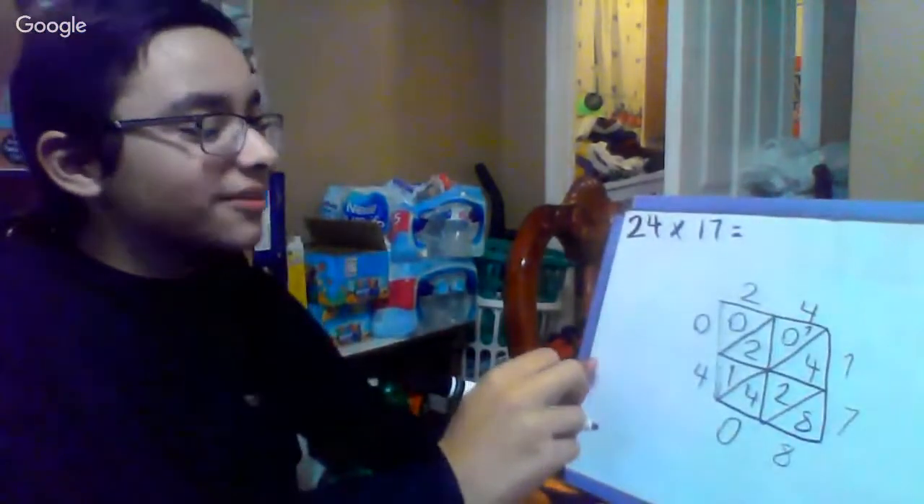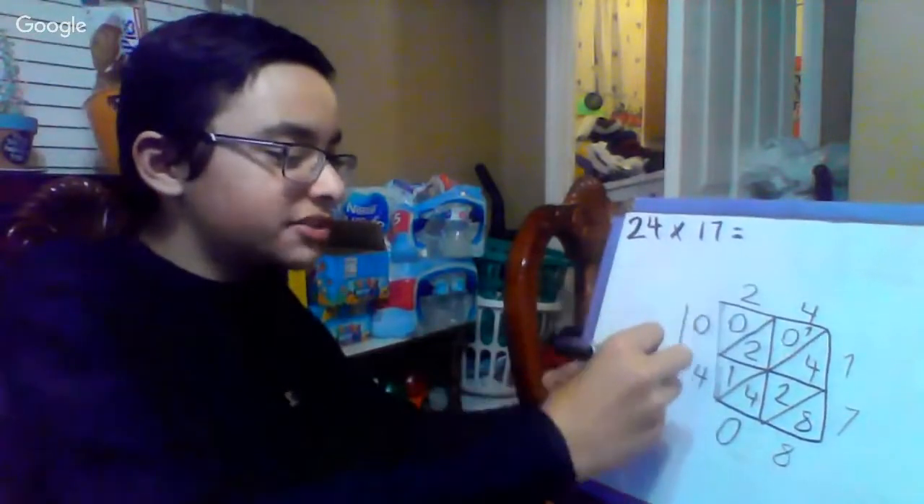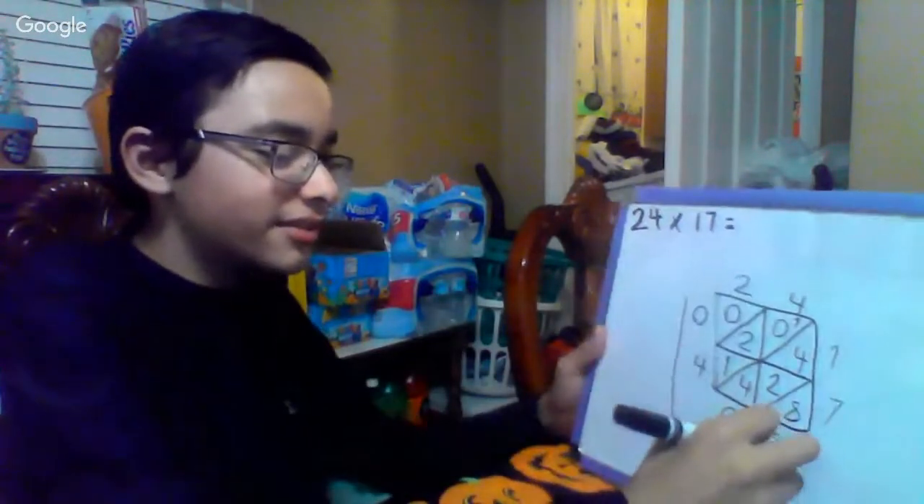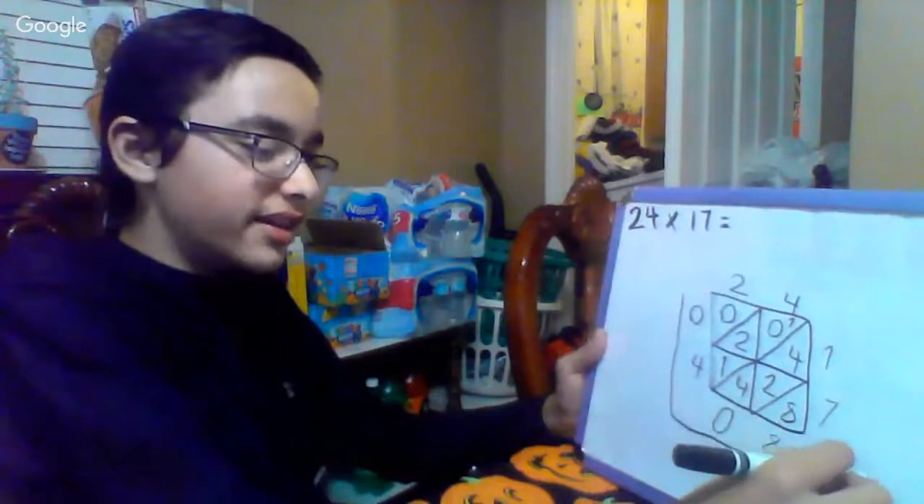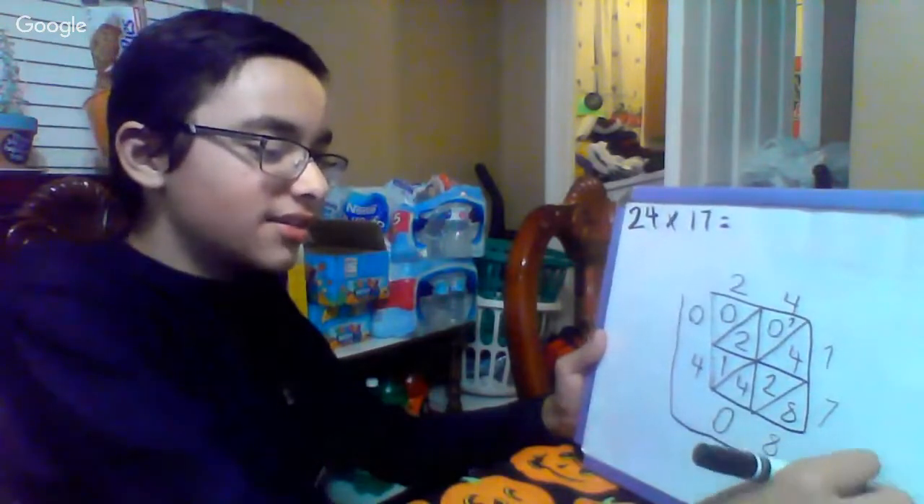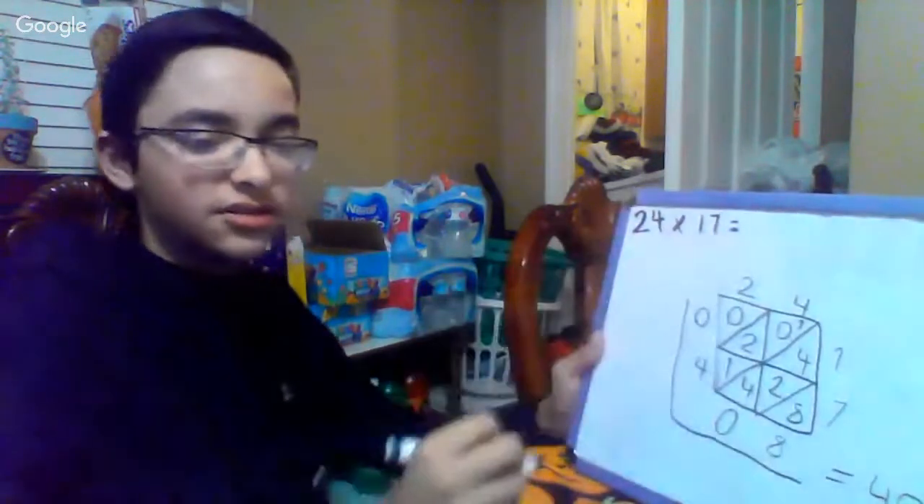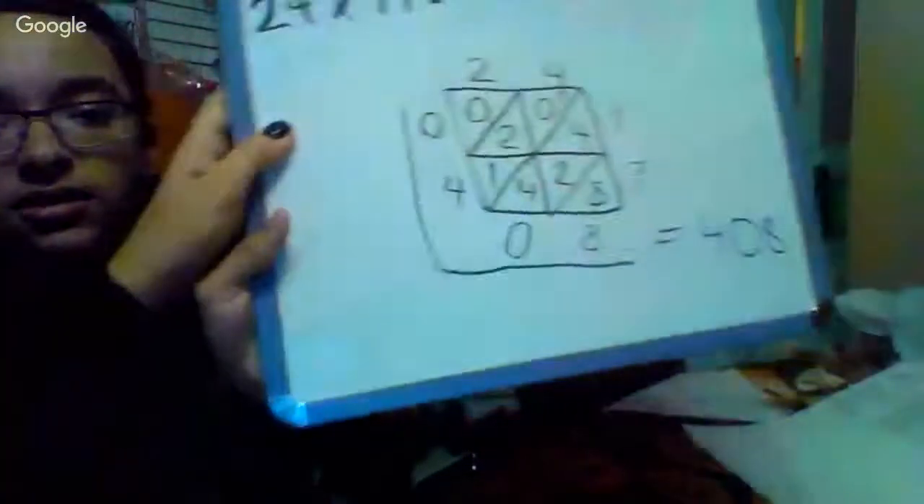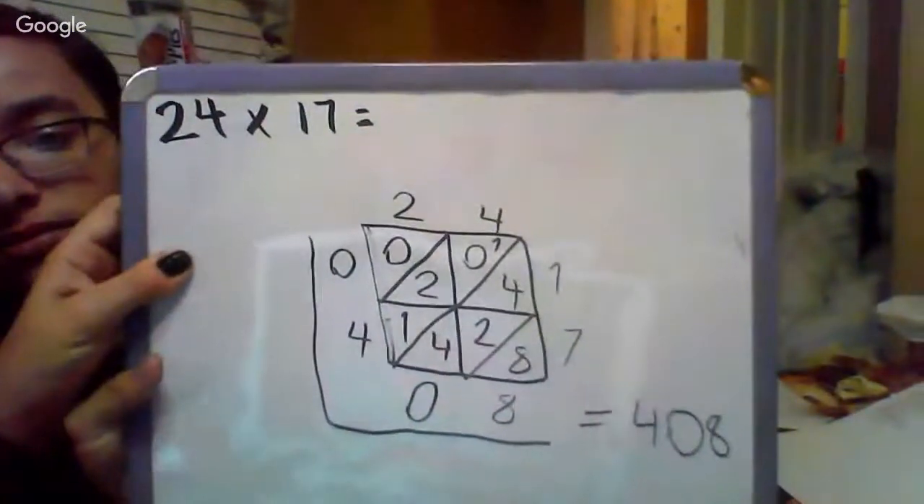Once you've done that, you line up the digits by going down and then right, and then you should get this as your final answer: 408. All right, so 408 is the final answer. That's pretty cool, Dante. Thank you for your help.